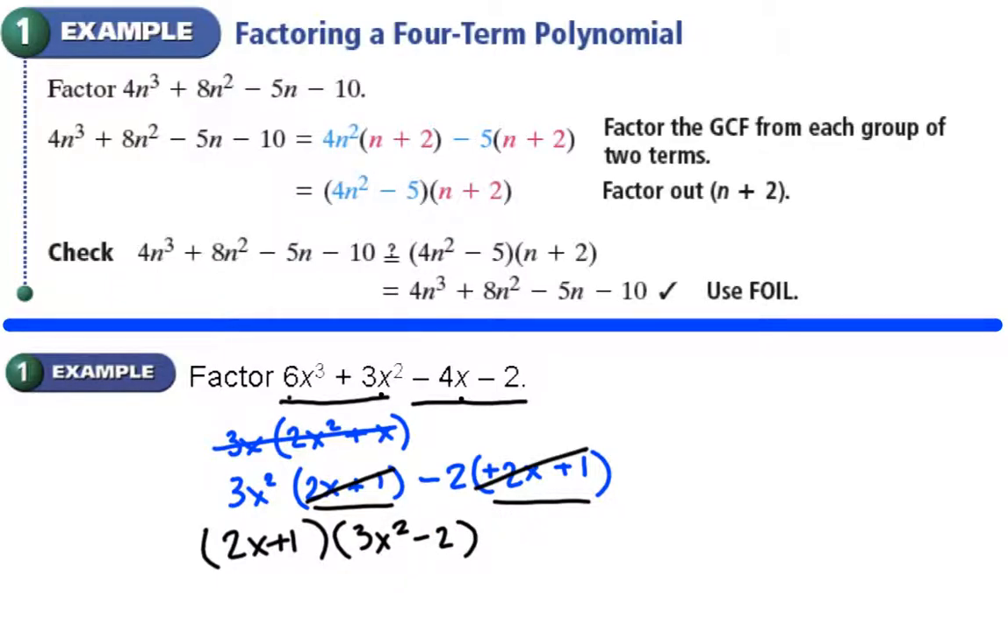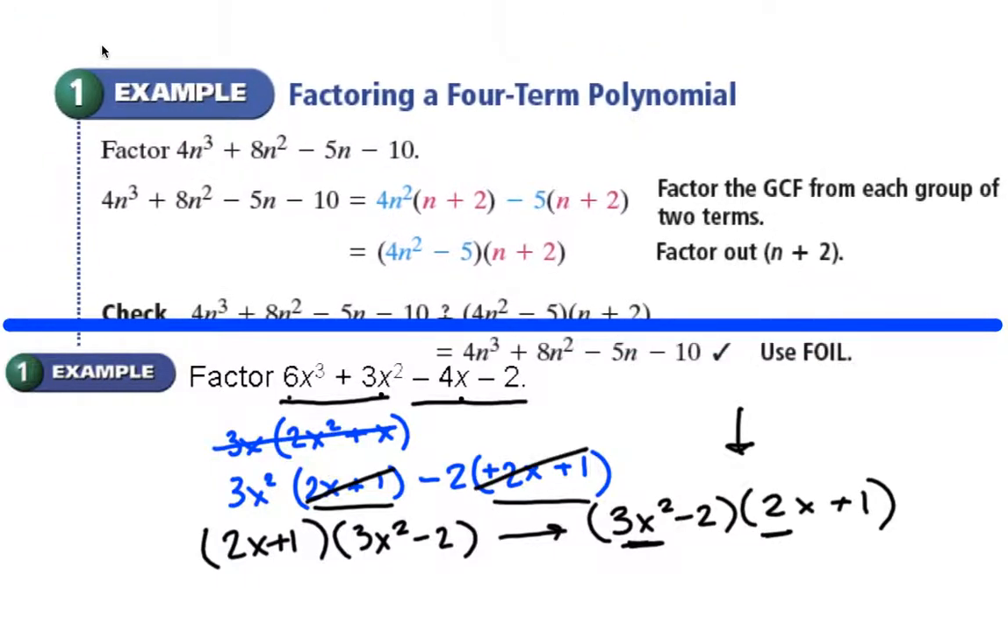Now it can be written like that, or it can be written as 3x squared minus 2 times 2x plus 1. This would be the preferred way because this would be in standard form. The larger degree binomial is coming before the smaller degree binomial. Okay, let's take a look at number 2.